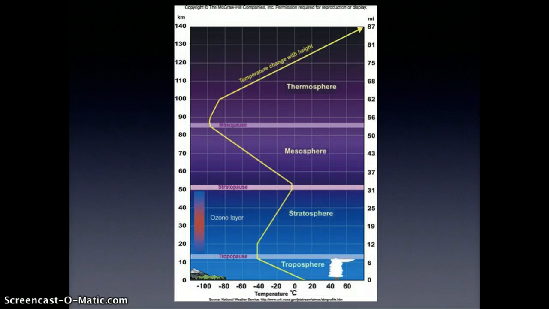As you can see from this figure, human activity like flying in an airplane, climbing a mountain, and driving your car all take place in the troposphere. Also note that the ozone layer, which protects the planet from ultraviolet radiation, is located in the stratosphere, which is the layer above the troposphere.